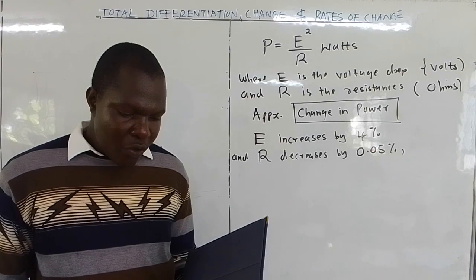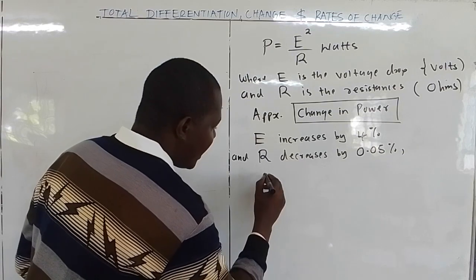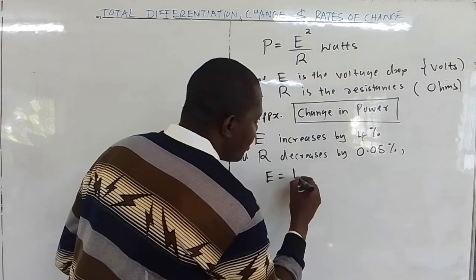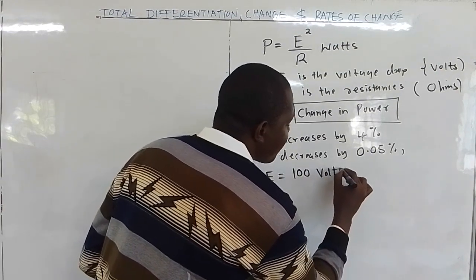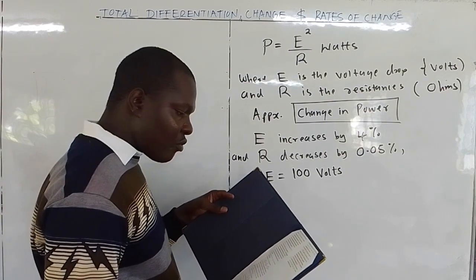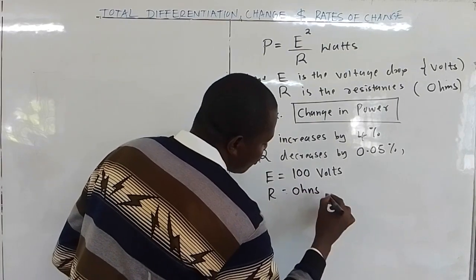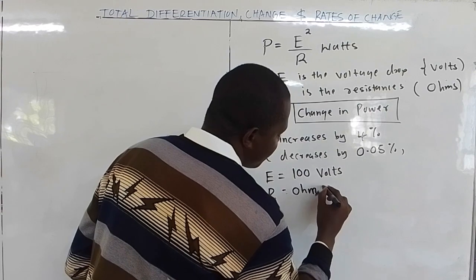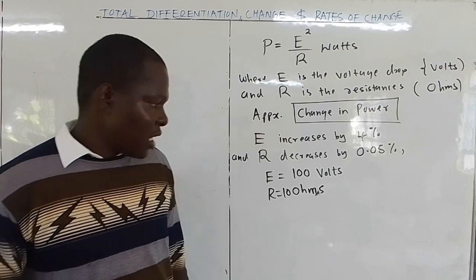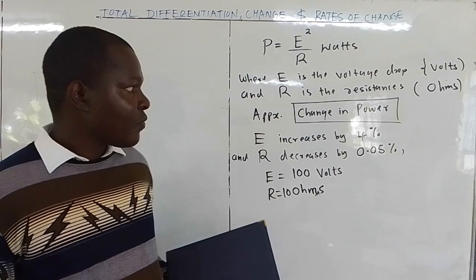If the original values of E and R are, the original value of E, you've been told, was 100 volts, and the original value of R is 10 ohms respectively. So that is the whole question.